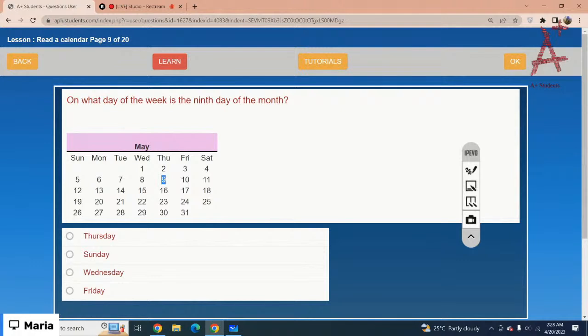It would be May ninth. On ninth, it would be Thursday. You have to look for the day. So on ninth, it would be Thursday. Got it?